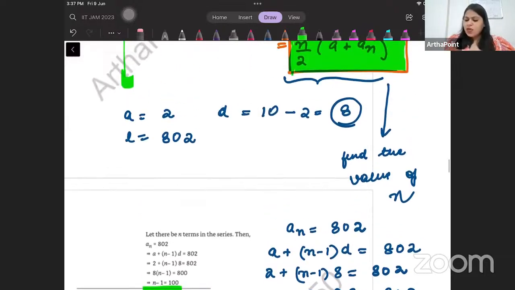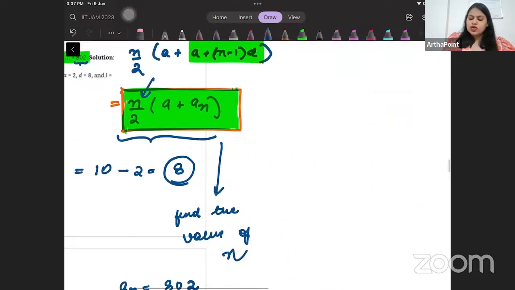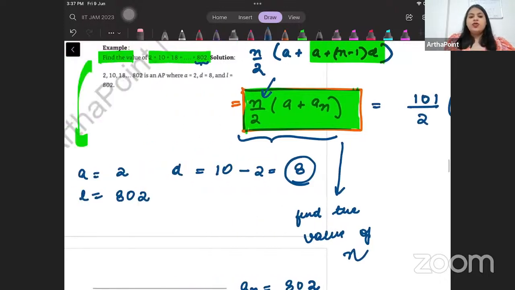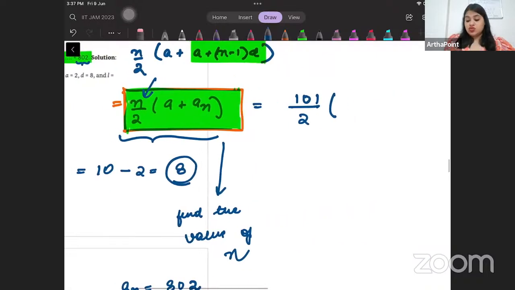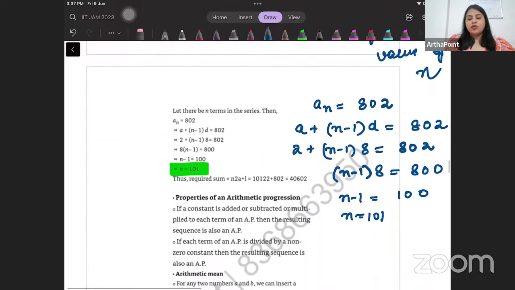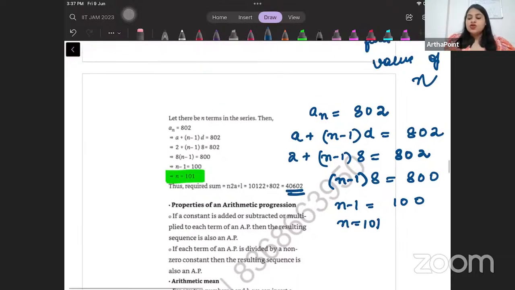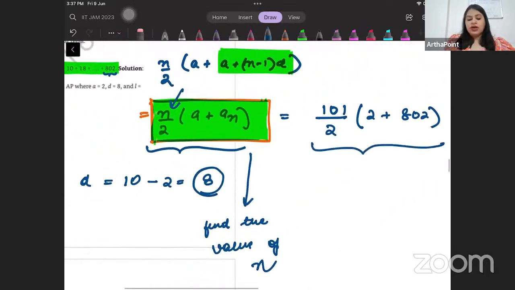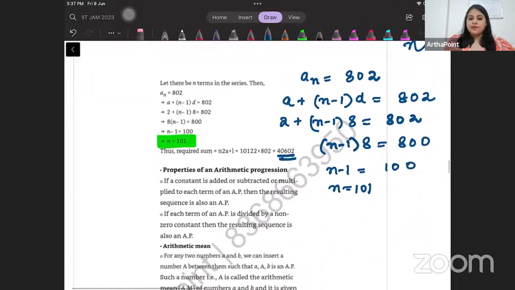Now I can just plug it here. So I know that number of terms are 101. I know that the first term is 2 and the last term is 802. Just plug this inside the formula and you will go ahead and get the answer. So the answer will be 40602. So this is how you can go ahead and find the sum of an AP.